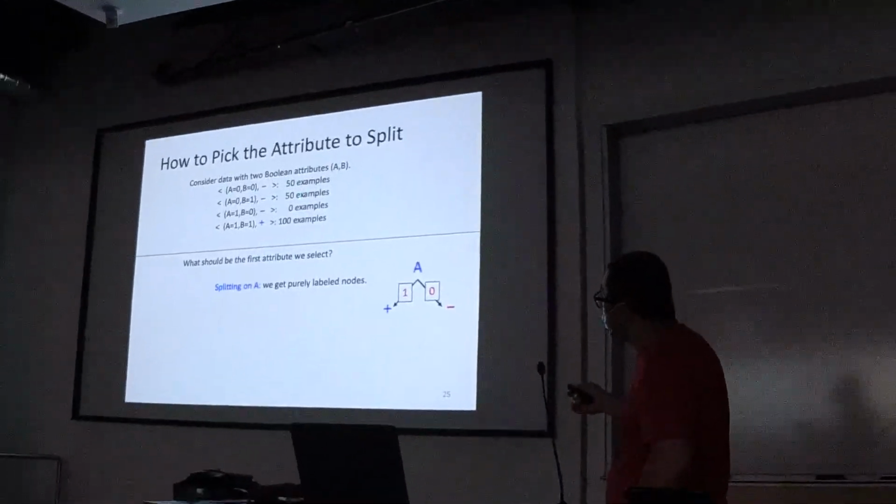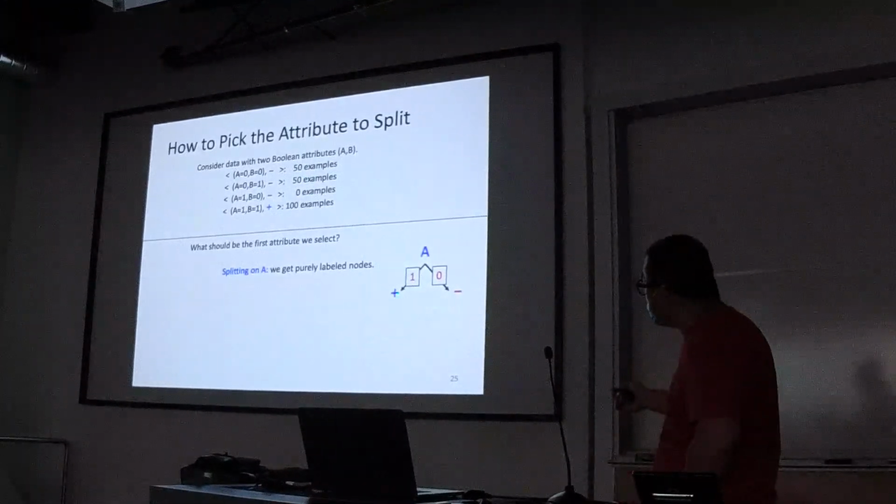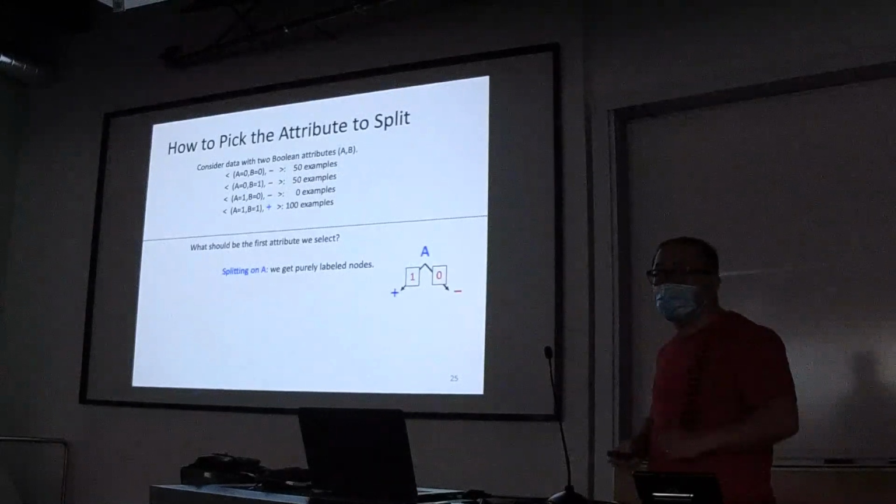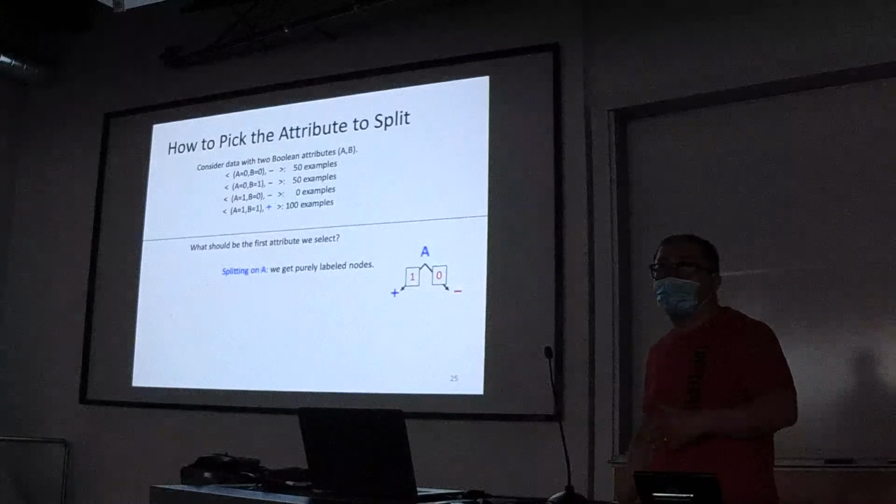For A is 1, right? And for A is 0, we have 100 negative examples. So now we end up with 2 leaf nodes. The tree only has level 1. So you can see that we don't need any more features to do the further split.